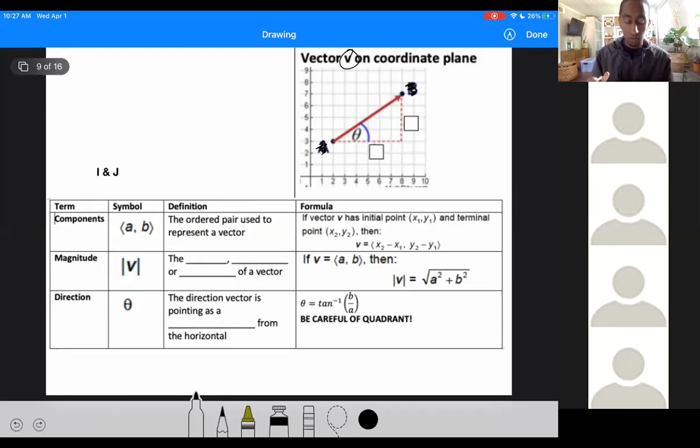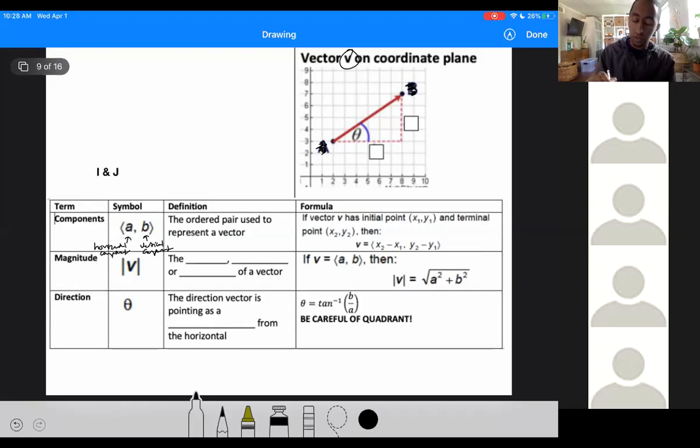Okay. So the way in which you write a vector is in what you call component form. Component form is a, b, but instead of parentheses, you have the little triangle-looking brackets on the side. I forgot what they're called, sorry. So this is component form. And so a is your horizontal component, and b is your vertical component. Whenever you write a vector in component form, that is the way in which you would write it.